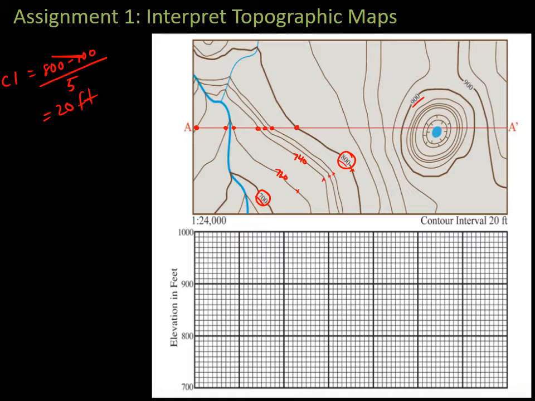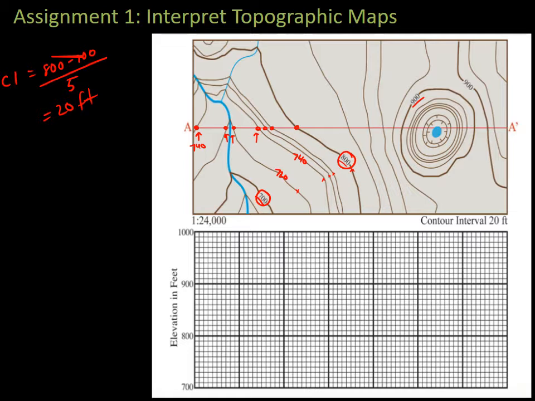And you figure out the elevation of this point here, the elevation of this point. That dot is on the 740 line, so the elevation is 740. These two dots here and here are 720. This dot also lives on the 740 line, etc.